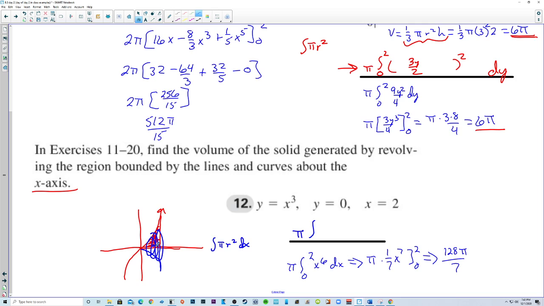The radius is from the x-axis up to the curve, which is x to the third. So we're squaring x to the third dx. That's the r squared. Well, that's x to the sixth. We got 1/7 x to the seventh. That's the integral. Plug in 2, and we get 128 pi over 7.